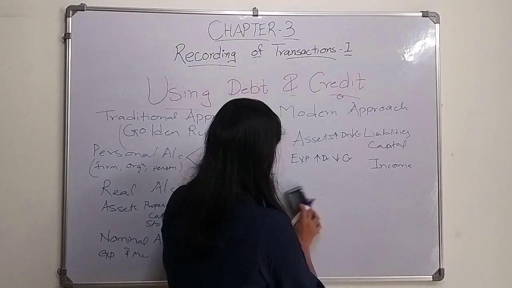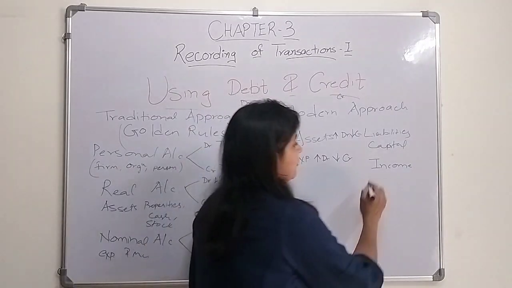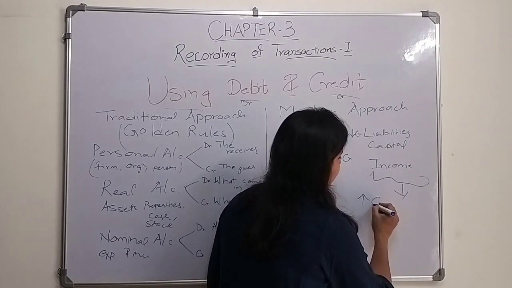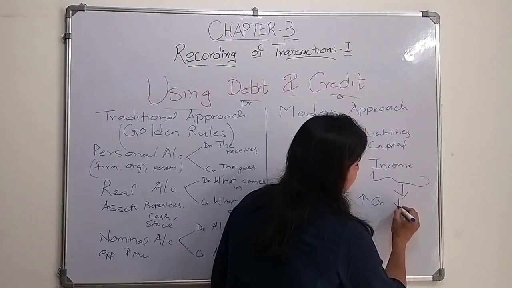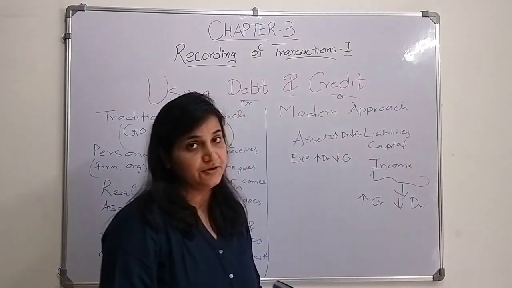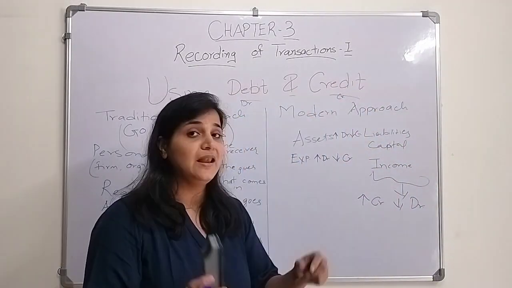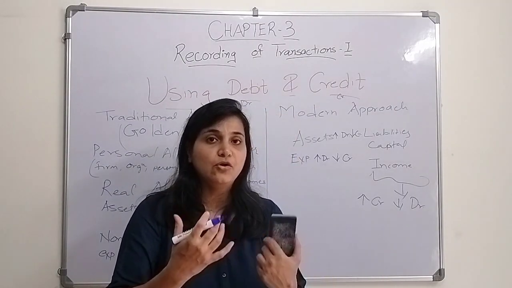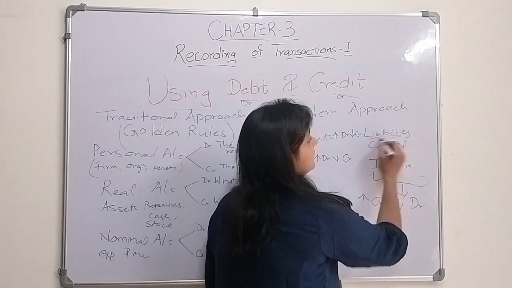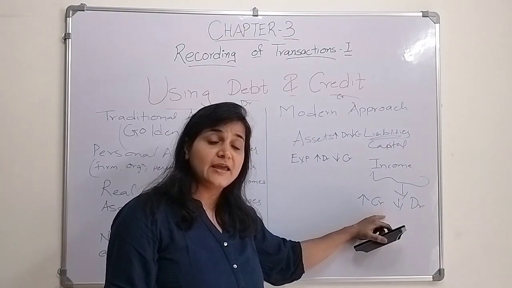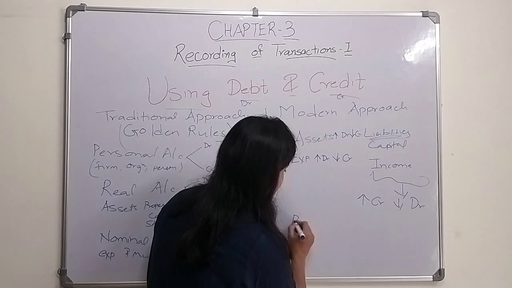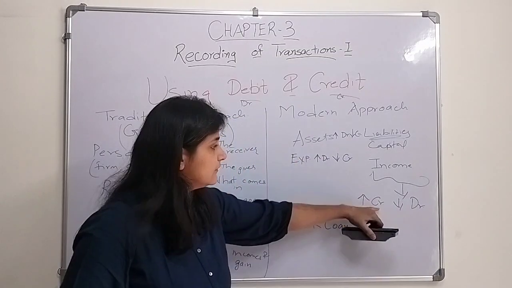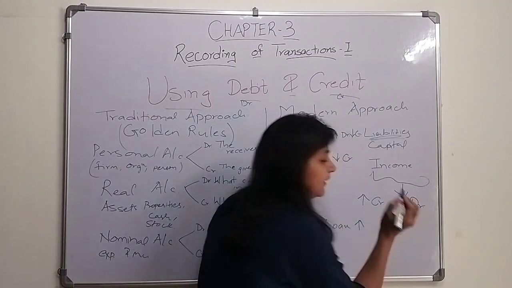Let me tell you about liabilities, capital and income. For all these things, if it increases, I will credit it. If it decreases, I will debit it. Let me again explain with an example. Liability. Now you took a loan from a bank. Now that loan is a liability for you. So what happens? Your liability increases. Bank loan is a liability. Liability increases. What will you do? You will credit it.